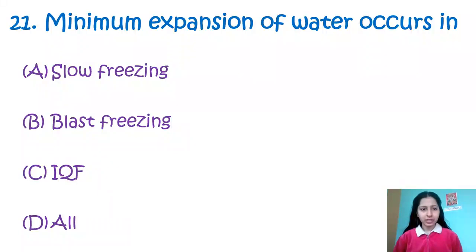Question number 21. Minimum expansion of water occurs in option A slow freezing, option B blast freezing, C IQF and D all. So the minimum expansion of water occurs at the IQF, that is C. IQF stands for individual quick freezing. It is a method of freezing of foods in which the food is frozen very quickly and individually. That is why IQF, that is individual quick freezing.